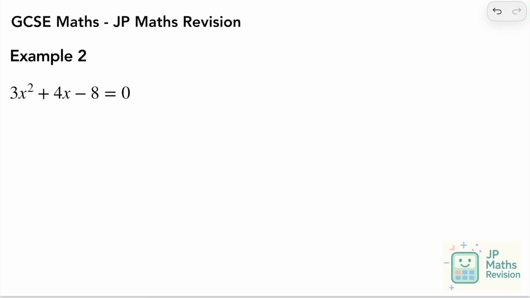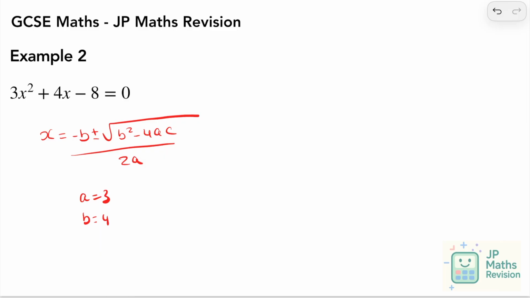We have 3x squared plus 4x minus 8 equals 0. So the quadratic formula is x equals minus b plus or minus the square root of b squared minus 4ac over 2a. So in this case, a is going to be 3 because that's the coefficient of x squared. B is going to be 4 because that's the coefficient of x. And c is that constant on the end. So in this case, it's minus 8.